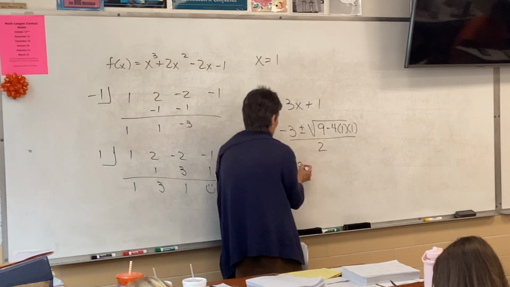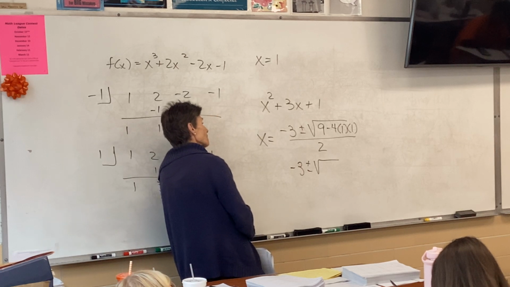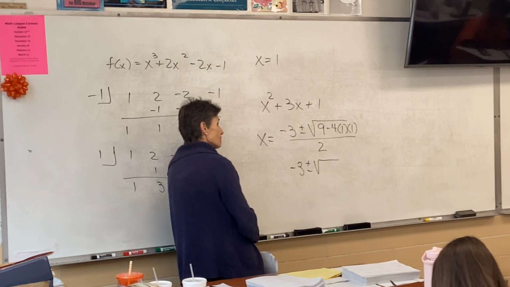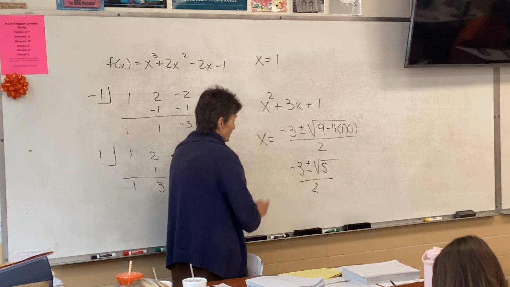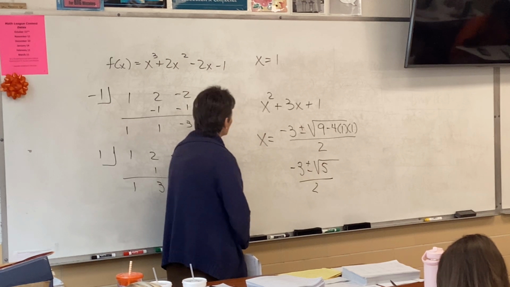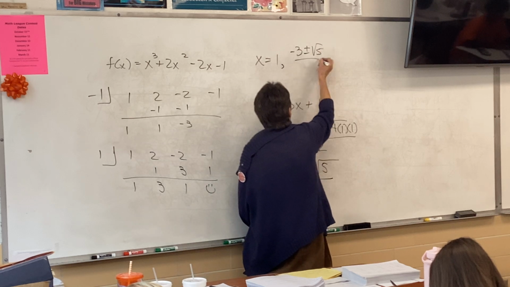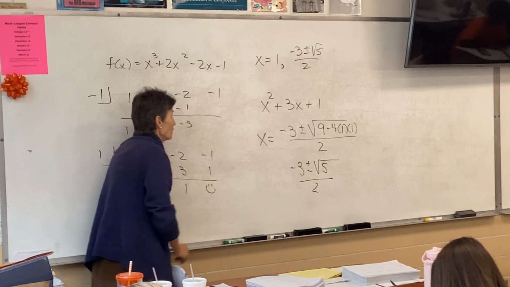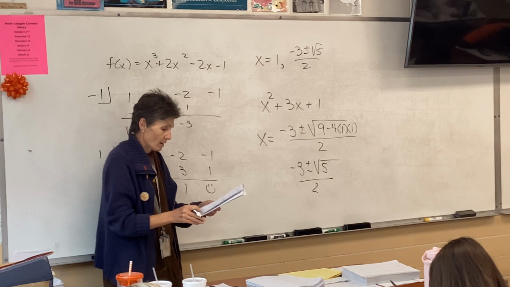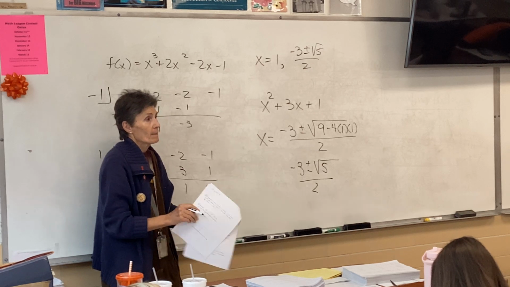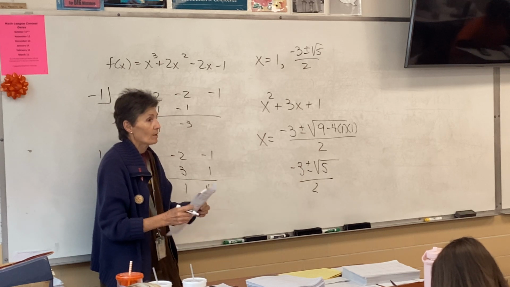So negative 3 plus or minus the square root of 5 over 2. Does that simplify at all? Nope. So one of your roots is 1, you guessed that one and divided it. The other 2 roots are right there, the ones that come out of the quadratic formula. There will be a question on your test where you need to use the quadratic formula.